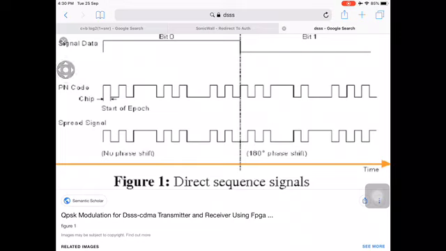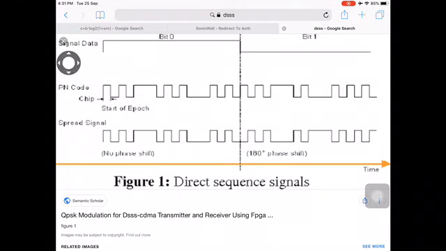Before going further into DSSS, you must know what the XOR operation is. The XOR operation gives the output 0 whenever there is 0 and 0. It detects inequality: whenever there are two different bits, suppose there is a 0 at one input and a 1 at the other, the output would be 1. So it detects inequality, and for equality it gives the result 0. Further, I'm going to explain.